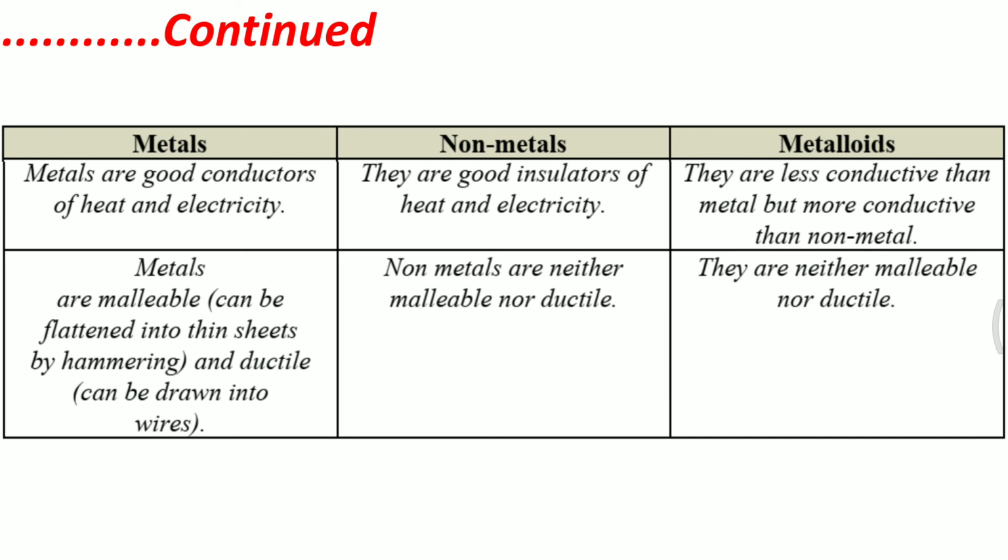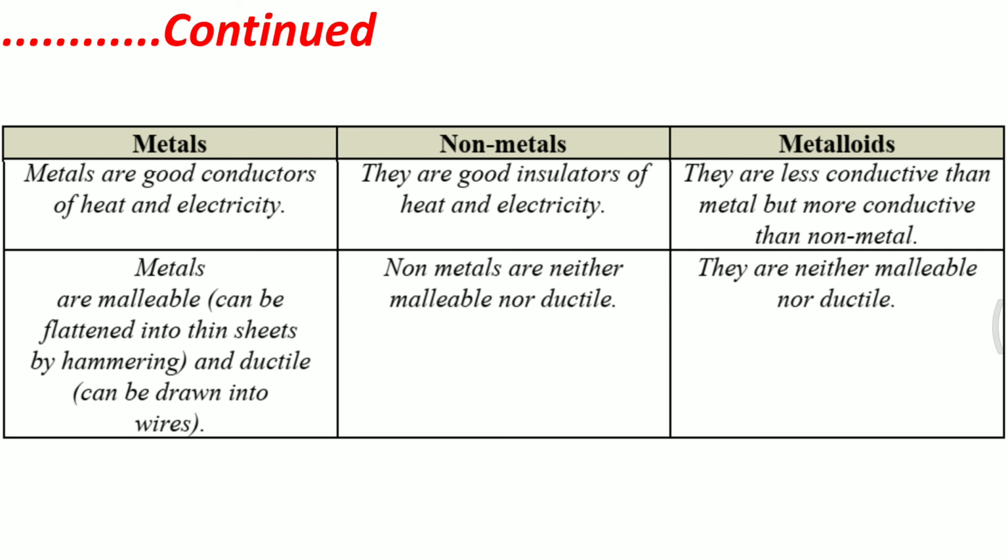Now look at the metals. Metals are malleable. Malleable means it can be flattened into thin sheets by hammering. So by applying some pressure, metals can be flattened into thin sheets, as well as metals are showing ductility. Ductility means can be drawn into wires. So you can see gold, copper wire, silver wire. So the metal can be drawn into wires, or can be malleable also. Like they can be converted into the form of thin sheets.